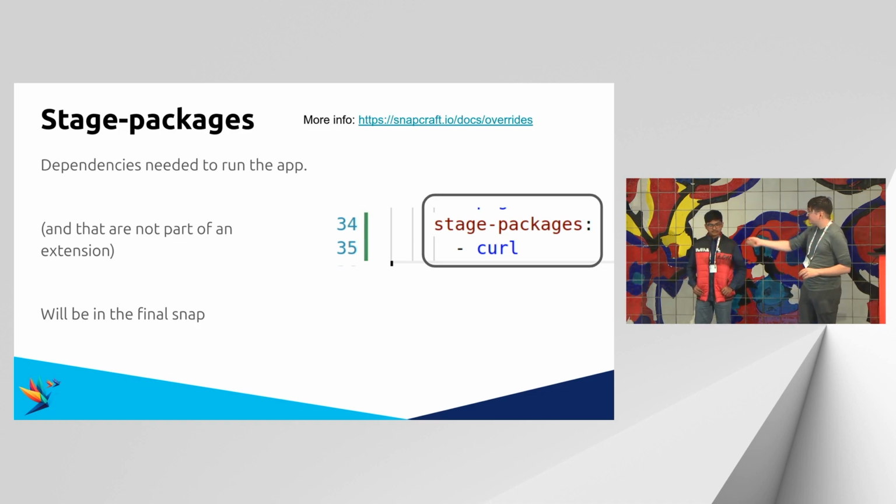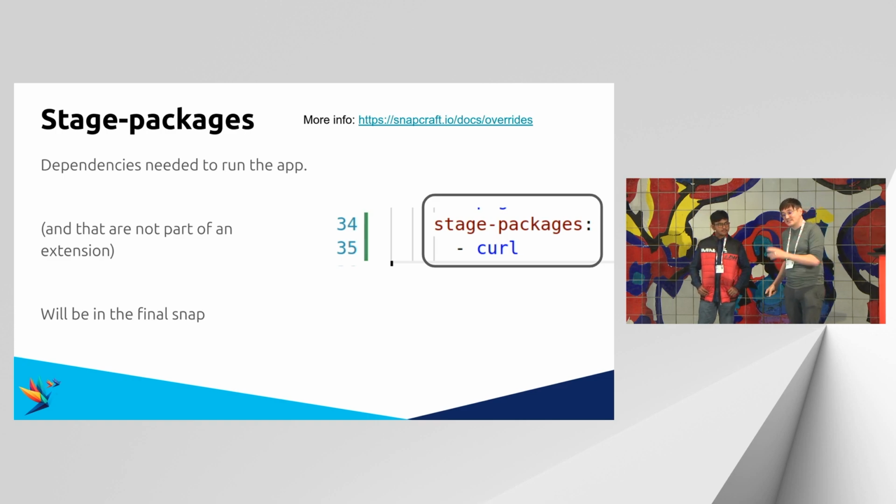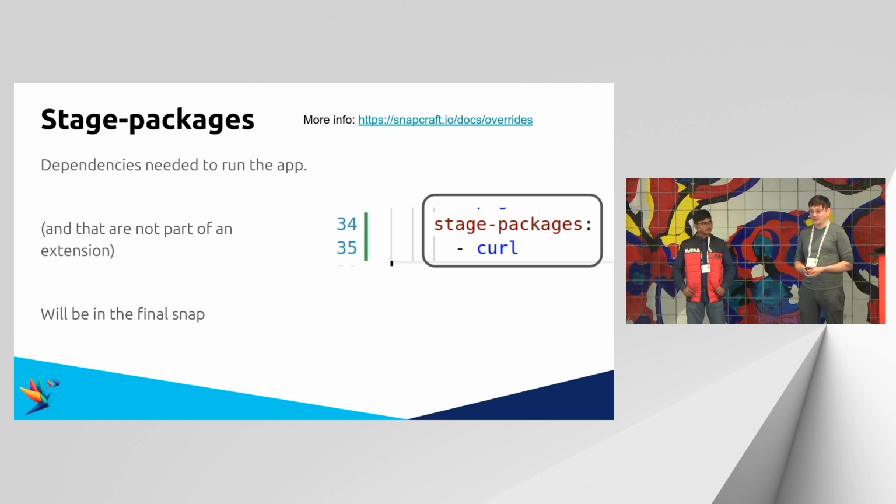Very important here is that you only have to add the stage-packages that are not part of an extension. I talked about the GNOME extension. If you want to do a GUI application, it's best to use the GNOME extension because that will already add some client libraries, for example, to communicate to the X server and to Wayland. Those are all very low-level libraries that most developers don't realize are dependencies of their application. So by using an extension, most of the stage-packages that your application needs will already be there.